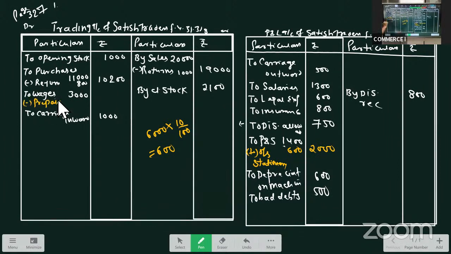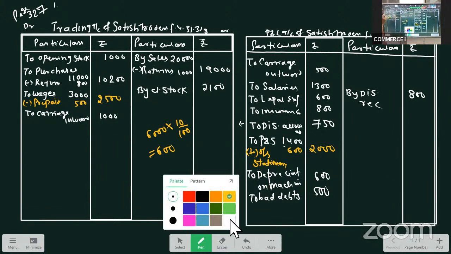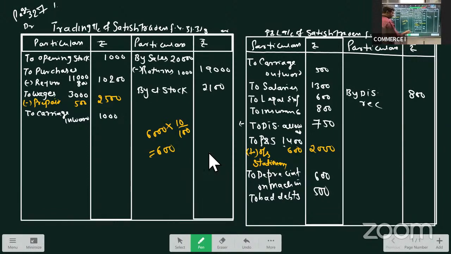Prepaid wages. What is the amount given? 500. This 500 we have to deduct, and this 500 amount we have to show in the balance sheet on the asset side. Prepaid means paid in advance. Paid in advance is our asset. Okay.